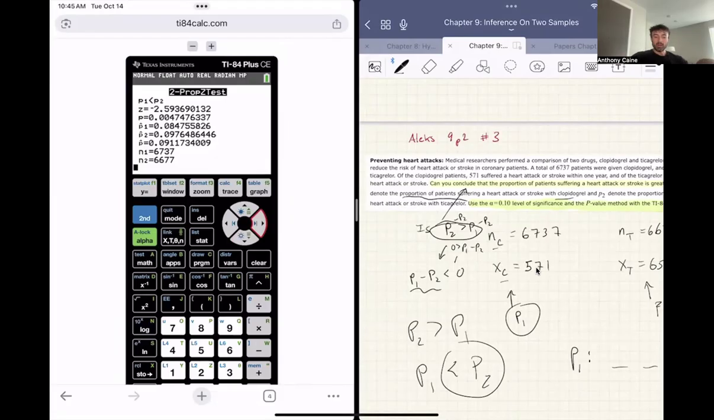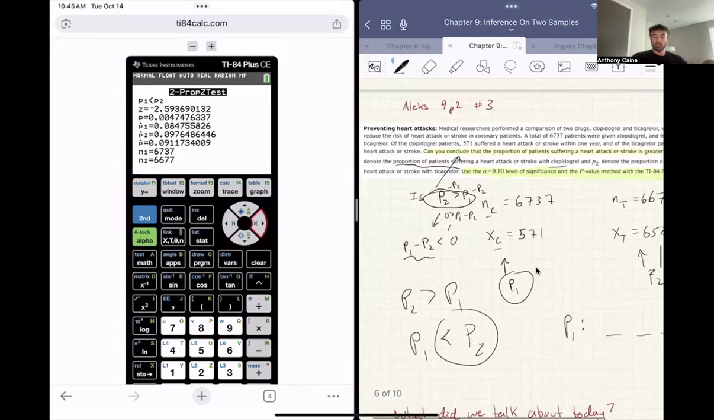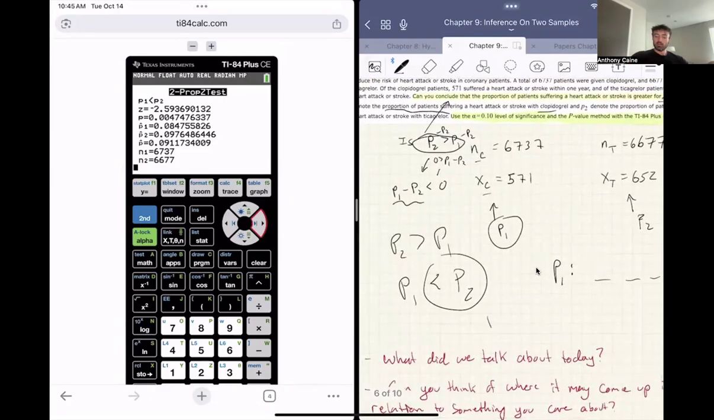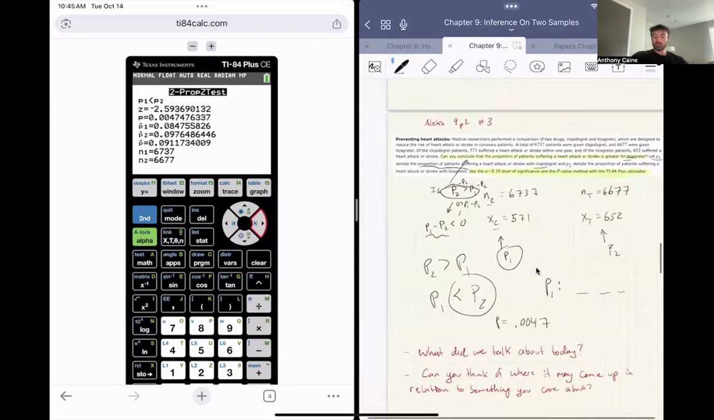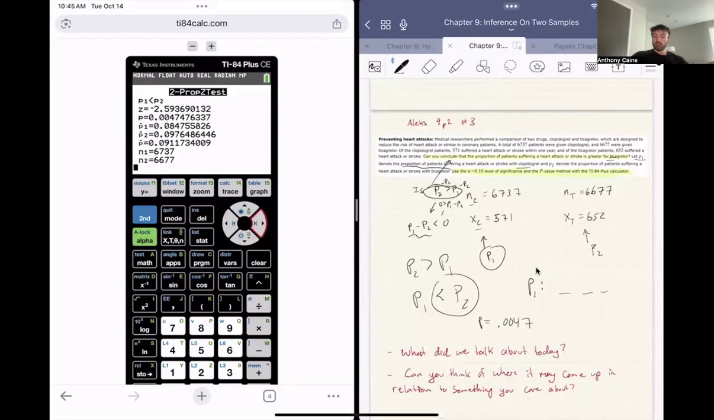Now there's a lot of P's popping up. We got P1 hat, P2 hat, P hat, right? But just look at the top of the screen. It has Z, which is our test statistic, which this doesn't ask for. And then it has P, right? And that P sort of looks different than all the other P's below. So we have P is equal to 0.0047. That's really small.